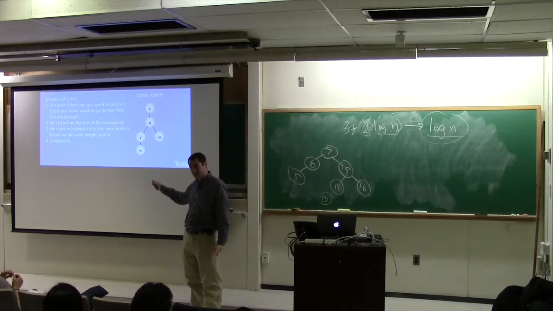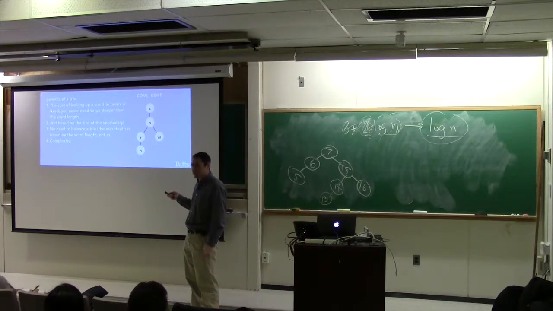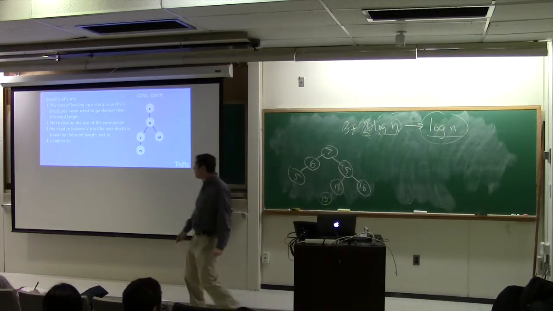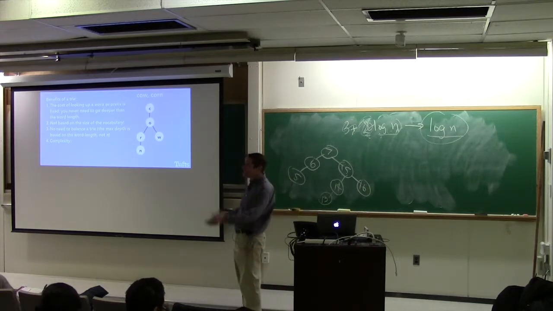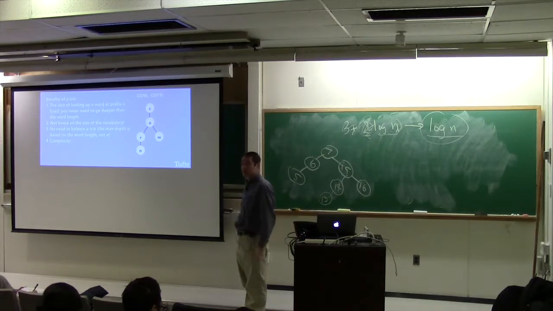But let's talk about some of the properties of this. The reason I like this is because of some of these properties. The cost of looking up a word or prefix is fixed. You never need to go deeper than the word length, right? For our tree, if we're searching for corn, what's the most we have to go down the tree? 4. You don't have to go down 52 times before you get to corn. You have to go C-O-R-N, and that's it. There aren't too many words like supercalifragilisticexpialidocious that have 20-some letters, right? And even 20-some letters is only 20 times down the tree. It's not like you're going thousands of times down the tree, right?